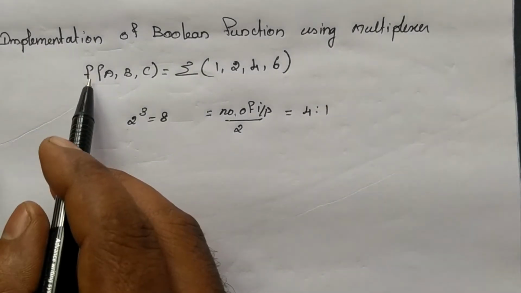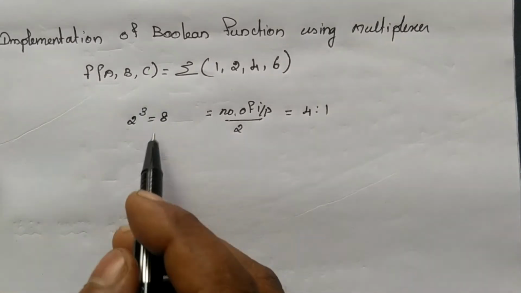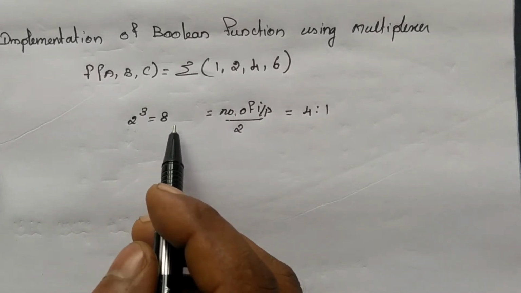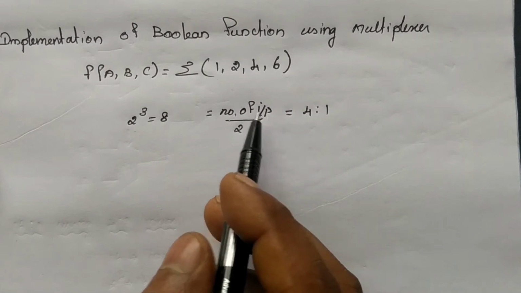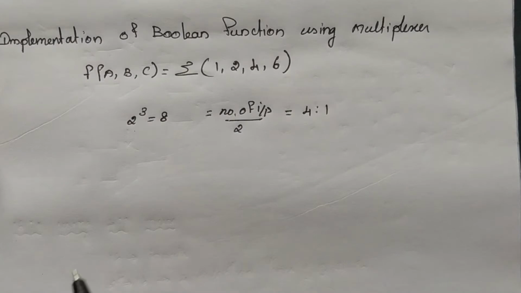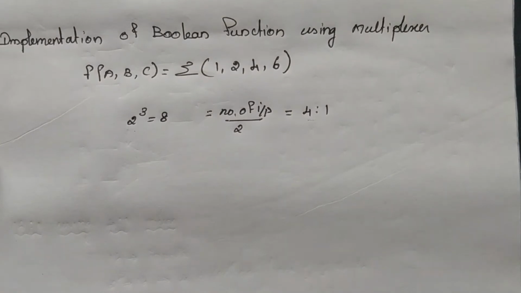For example, if we are having 4 variables, then 2 power 4 is equal to 16. Therefore 16 by 2 is equal to 8. So for 4 variables we need to go for an 8:1 mux. Clear? So here we need to go for a 4:1 mux.